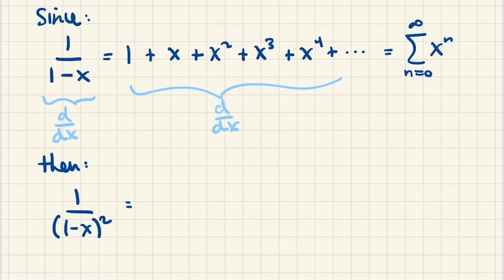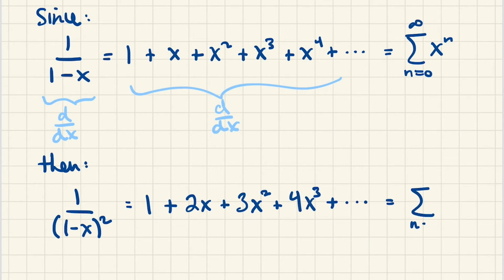And we can now take the derivative of all the terms on the right-hand side. So the derivative of 1 is 0. The derivative of x is 1. The derivative of x squared is 2x. Derivative of x cubed is 3x squared. And the derivative of x to the fourth is 4x cubed. All right, and we could even take the derivative within sigma notation here. So the derivative of x to the n is nx to the n minus 1.